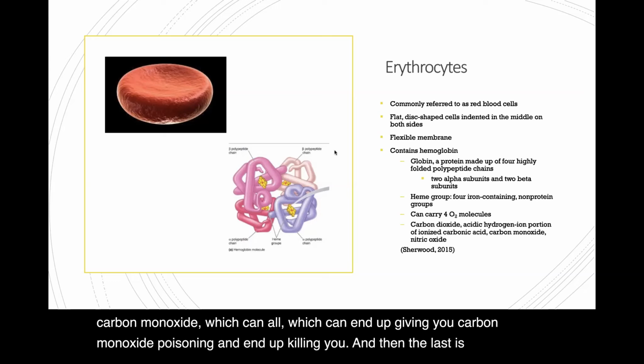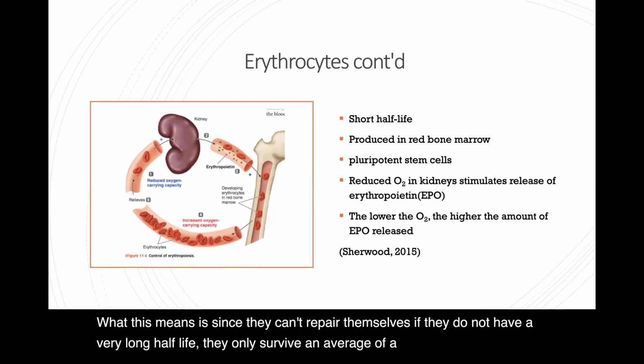All right, so erythrocytes continued here. Erythrocytes do have a shorter half-life. They do not contain a nucleus or organelles. This is to allow for more oxygen to be transported. Without the DNA, RNA, or ribosomes, however, the red blood cells cannot synthesize proteins for cell repair, growth, and division, or for renewing enzyme supplies. What this means is, since they can't repair themselves, they do not have a very long half-life. They only survive an average of 120 days.